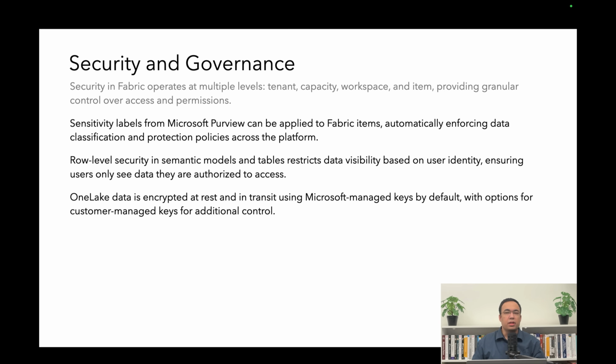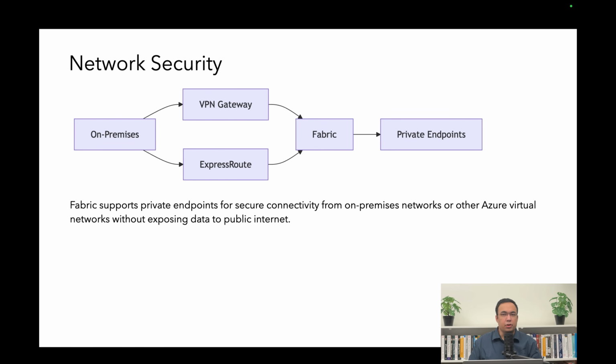OneLake data is encrypted at rest and in transit using Microsoft managed keys by default. This provides baseline security without any configuration required. If you need additional control, there are options for customer managed keys, where you manage the encryption keys yourself through Azure Key Vault. Now let's talk about network security options for connecting to Fabric securely.